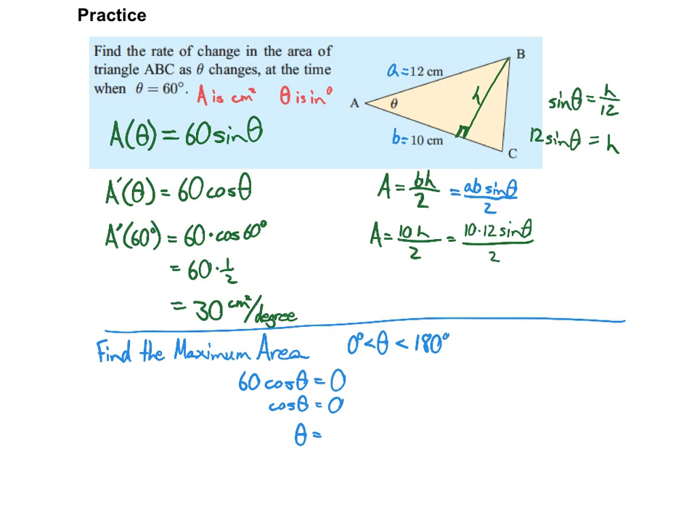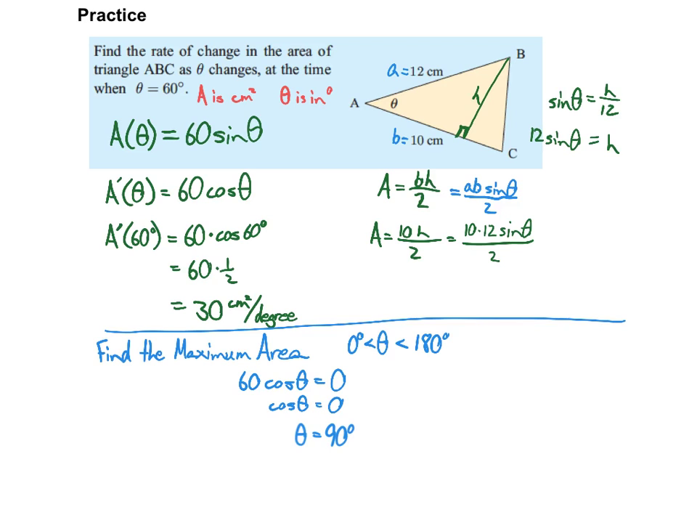Unit circle. 90. Yeah. So guess what? Making a right triangle, notice the 60 really didn't matter because you divide by 60 it's 0. Okay? So if you make a right triangle, that gave us the maximum area.